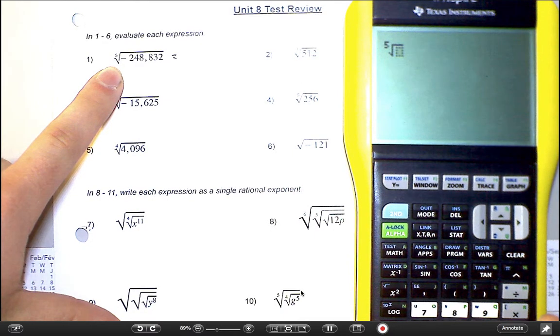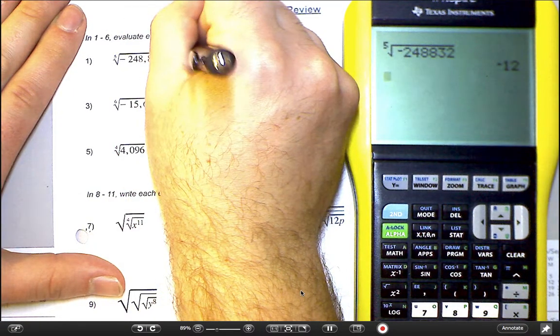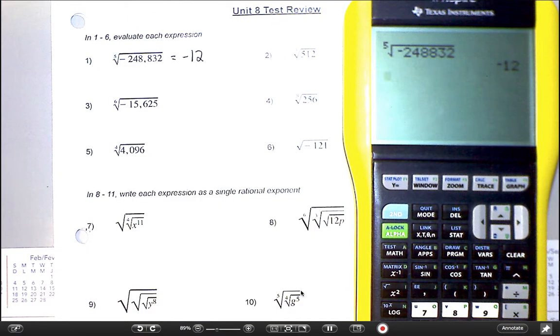I can type in my negative 248,832 and hit enter, and I get my answer of negative 12. So that is my first answer there for number 1.